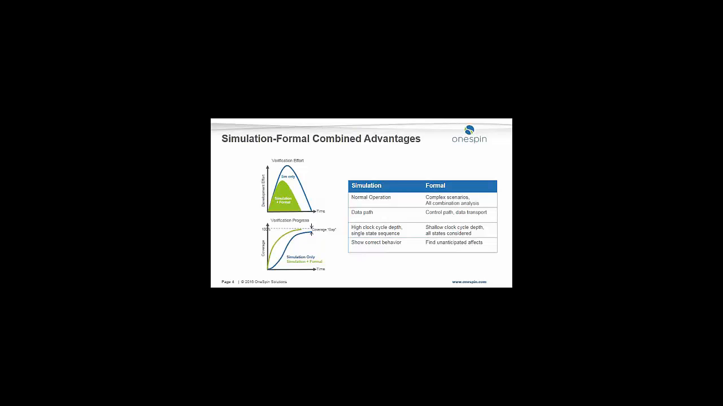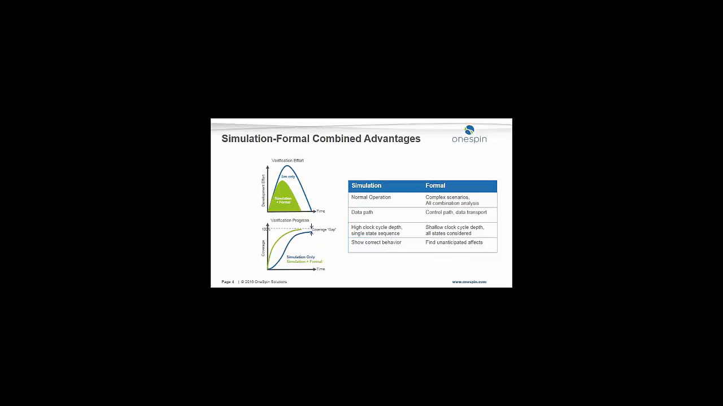Simulation is excellent at showing the normal operation of a design. You've got a design that's supposed to do something, you can simulate that and say, yep, it does what it's supposed to do. Formal is much better at exploring everything and then finding things that can go wrong. So simulation is really useful on data path type designs, while formal is really good at debugging things on control paths and data transport.